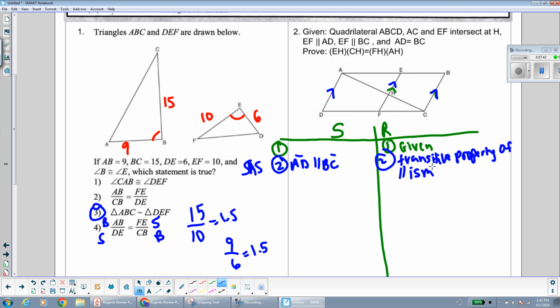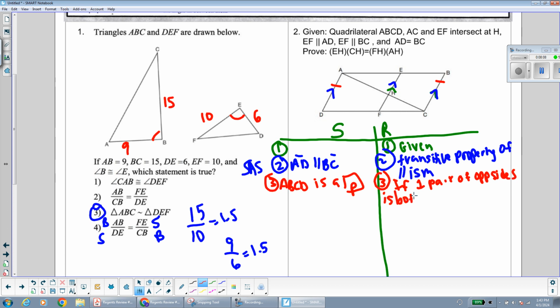Okay. And they also tell us in the givens that AD is congruent to BC. This is super important. Now that we know that these are congruent and they're also parallel, I know that ABCD is a parallelogram. And I know that because if one pair of opposite sides is both parallel and congruent, the quadrilateral is a parallelogram.